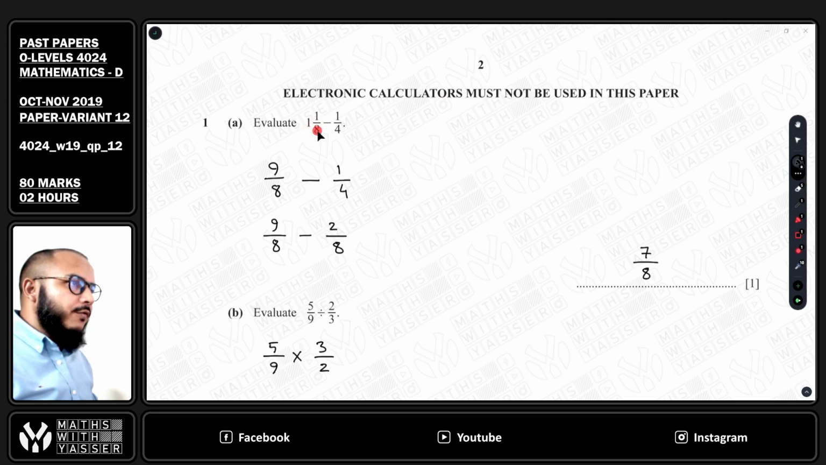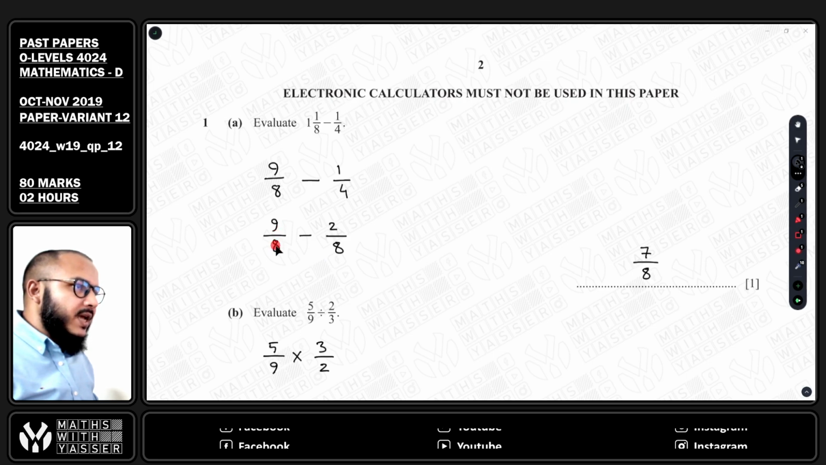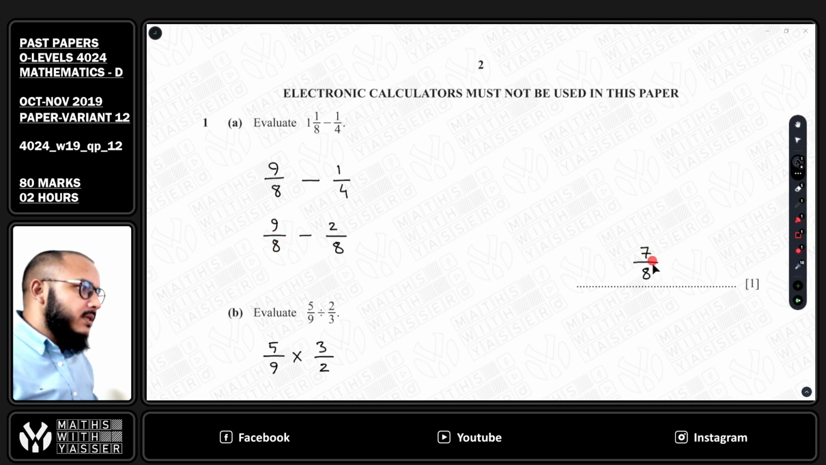Evaluate 1 and 1/8 minus 1/4. This is a mixed fraction, so 8 ones are 8 plus 1, 9, so it will be 9 over 8 minus 1 over 4. I can either do LCM or I can change this fraction by multiplying both the numerator and denominator by 2, and this will become 2 over 8. So eventually this becomes 9 over 8 minus 2 over 8, which is 7 over 8.